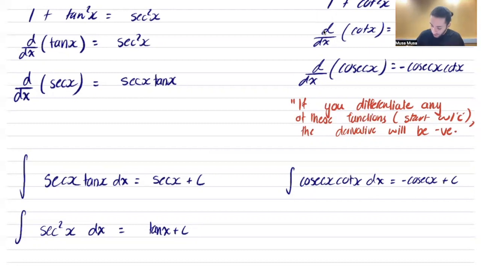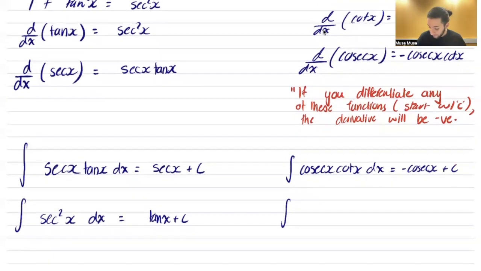Okay. And similarly, if you have the integral of, what's the other one? Cosec squared, my bad. Because you know the derivative of cot is minus cosec squared, if you're going to integrate cosec squared, it should give you minus cot. Then plus c. Perfect.